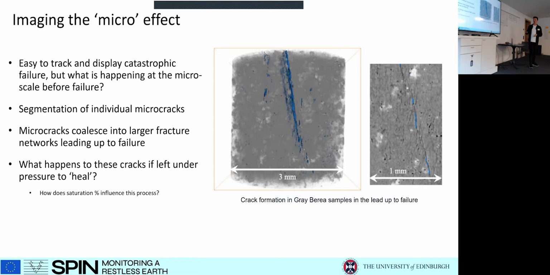But what happens if we let these cracks heal under pressure? What happens if we hold, instead of letting the sample get to its failure point, what happens if we let it sit instead? And so maybe this calls for a different experiment.